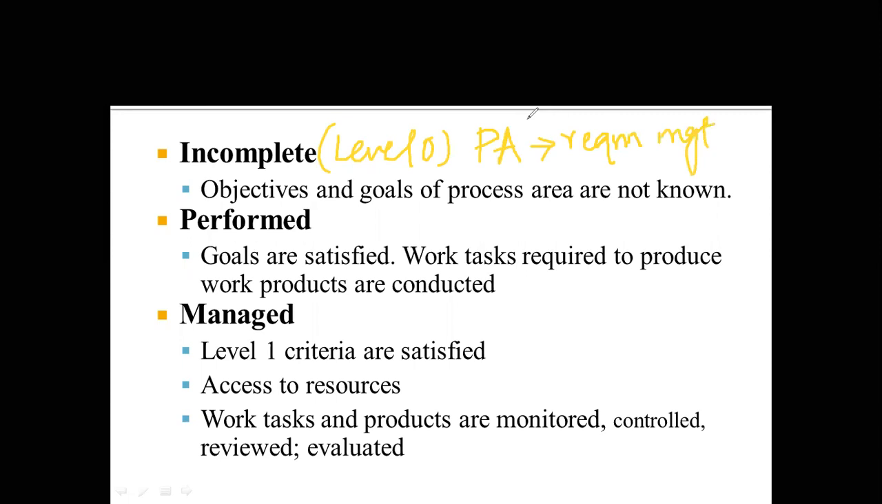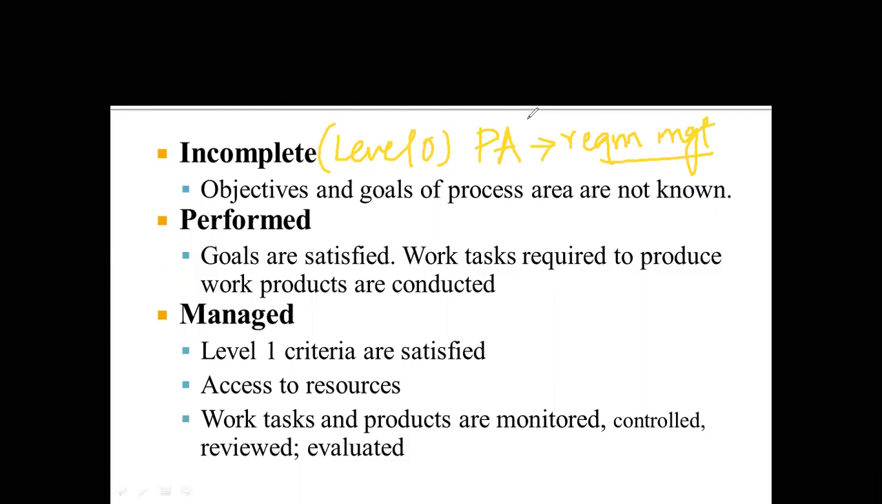Now in here, suppose this process area, that is the first process area, is either not performed or does not achieve all goals and objectives that are defined by CMMI. That is, this is incomplete. You do not have any goals and objectives defined. You just know that a software needs to be developed.